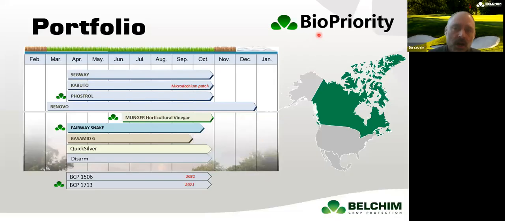Something else we've been focusing on too is what we've termed biopriority. Biopriority is just a term that we created for our products that, if I could use the wording, are more environmentally friendly. The products that have the Belgium leaf next to them are those products. And also biopriority programs, utilizing these biopriority products to try to reduce the amount of active ingredient load in some of these programs. So, more to come on biopriority.